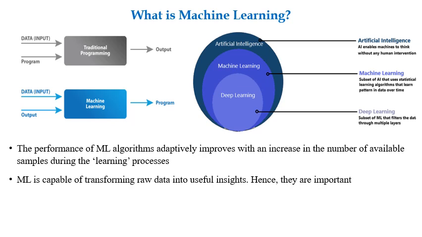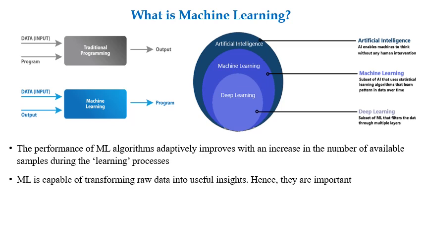So here artificial intelligence enables machines to think without any human intervention. It is the wide area. Whereas machine learning is a subset of AI which uses statistical learning algorithms that learn patterns in data over time. Again, deep learning is a subset of ML that filters the data through multiple layers. The performance of machine learning algorithms adaptively improves with an increase in the number of available samples during the learning process. That is, if we provide more training data, the performance of the ML algorithm would be better.